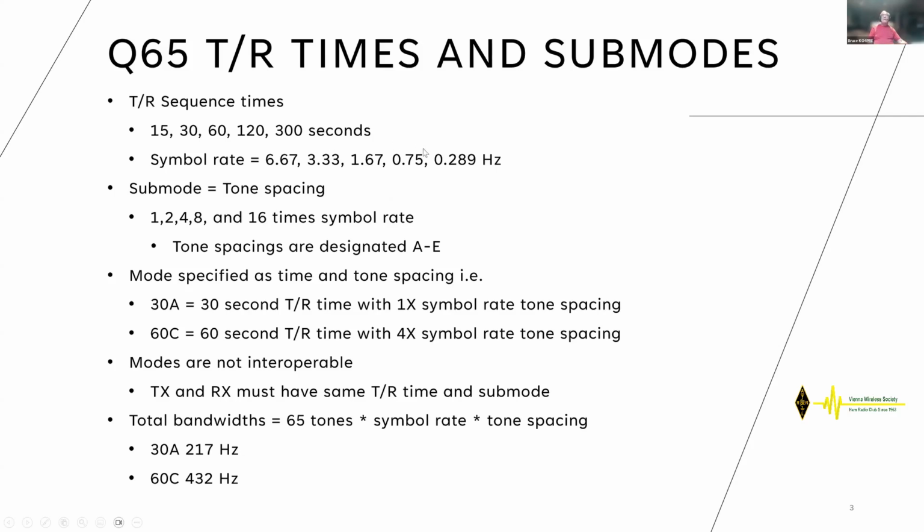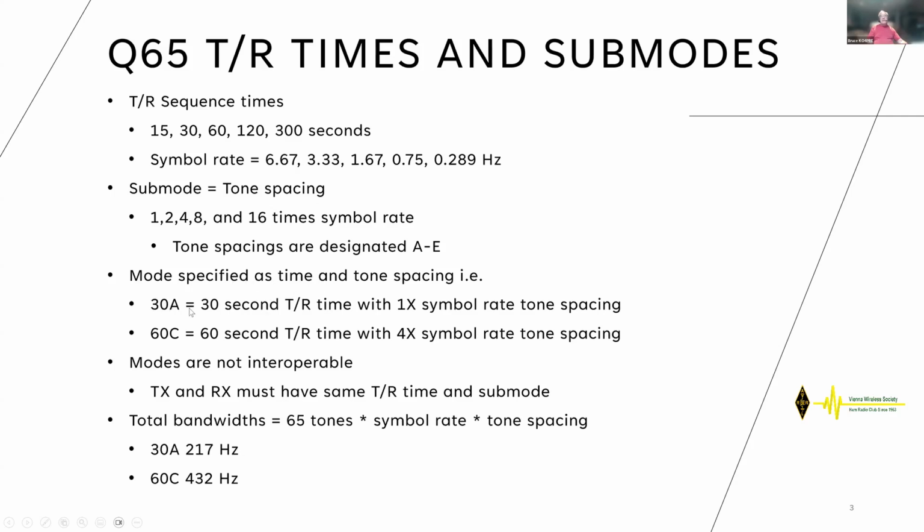This is how wide they are. The submode is the tone spacing. If it's A, which is one times the symbol rate, they're pretty packed together. Then you go all the way out to E, which is 16 times the symbol rate, and now they're spread out. I'm speculating a bit here, but I think that helps a lot when you've got Doppler shift and things moving around.